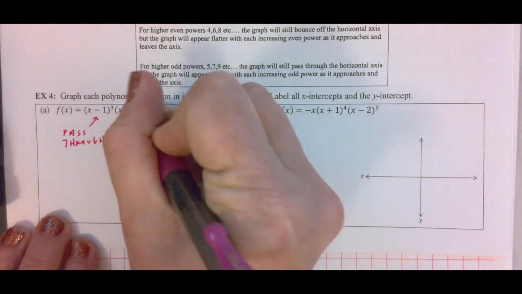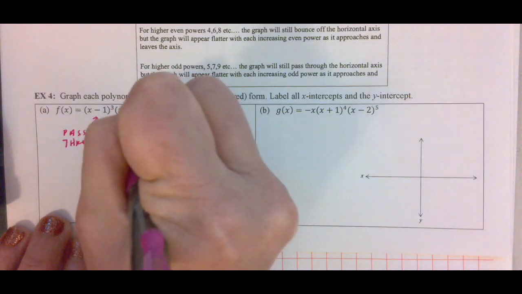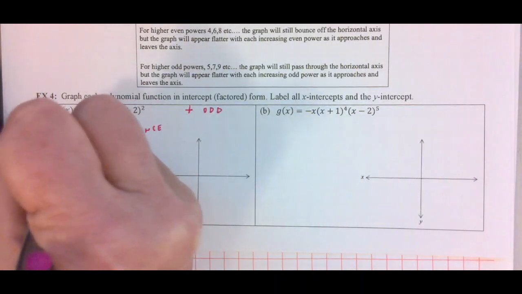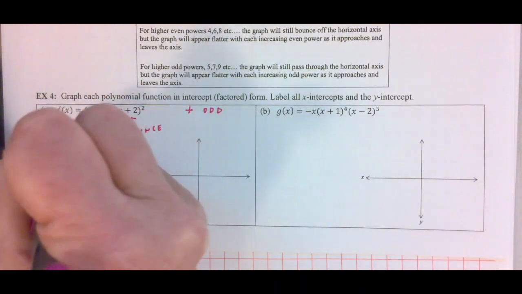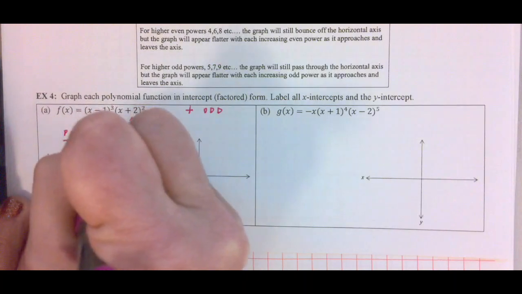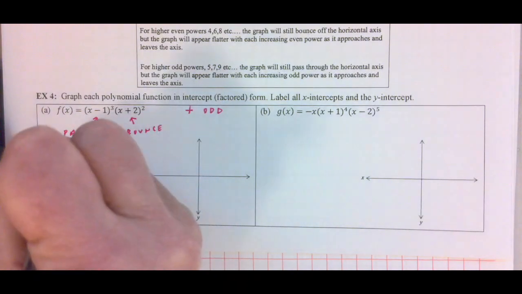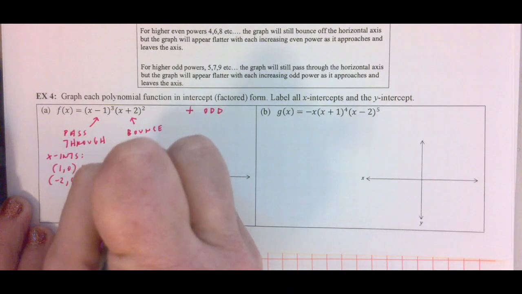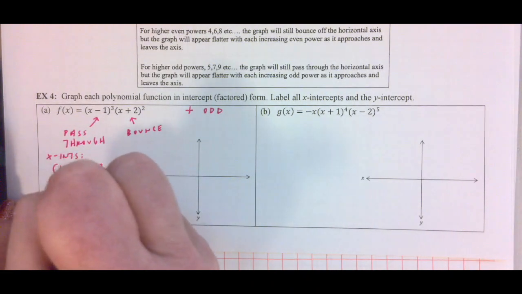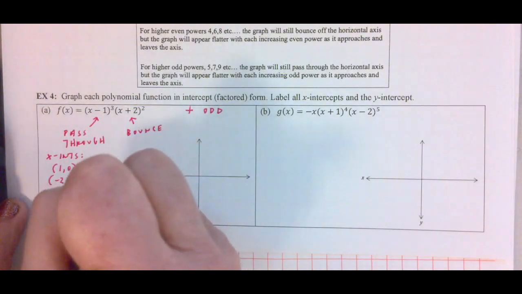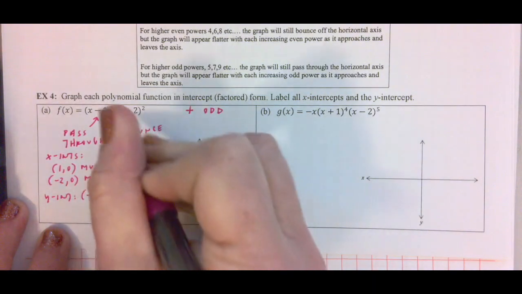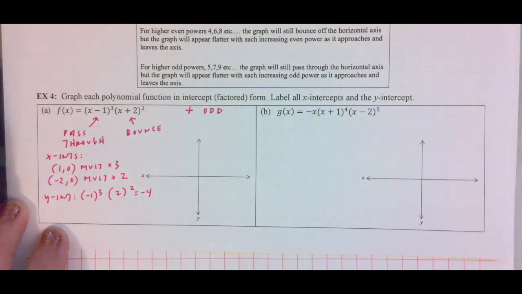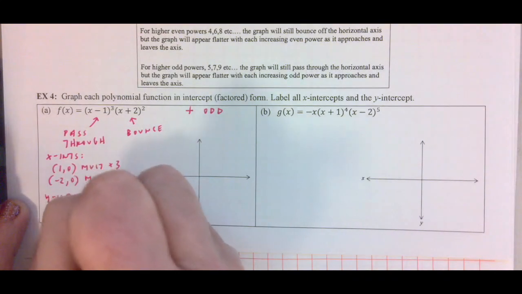And here it's going to bounce because it's an even power. Right, that multiplicity of 2. So for my x-intercepts, if I make a list, I have 1, 0, but with a multiplicity of 3, and I have -2, 0 with a multiplicity of 2. Okay, my y-intercept, right, if I plug in 0 here, I have -1 cubed times 2 squared. So that's going to give me a -4. So as a point, that would be 0, -4.